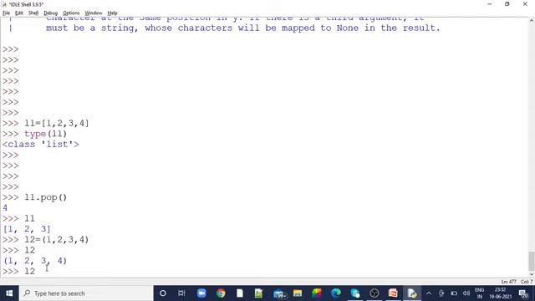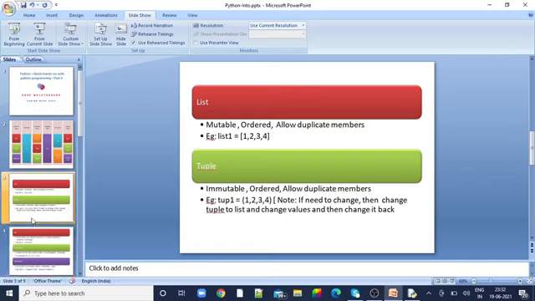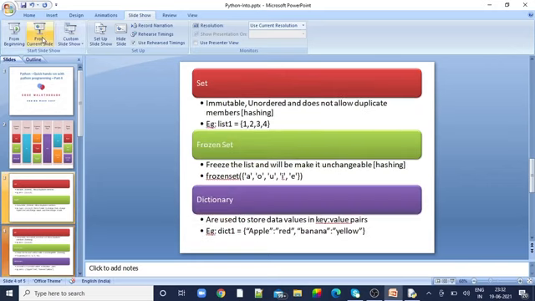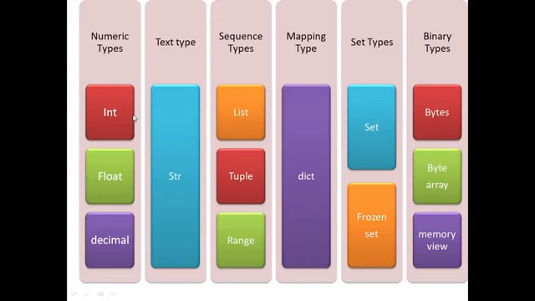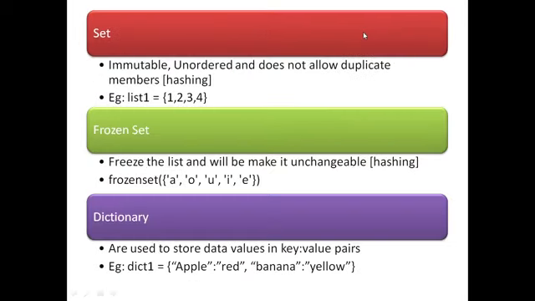So this is all about lists and tuples. Next, let's move to the next type, which is going to be a set. We have three different types: set, frozen set, and dictionary. Mapping type and set type together come under set. So a set is basically unordered and does not allow duplicate members.